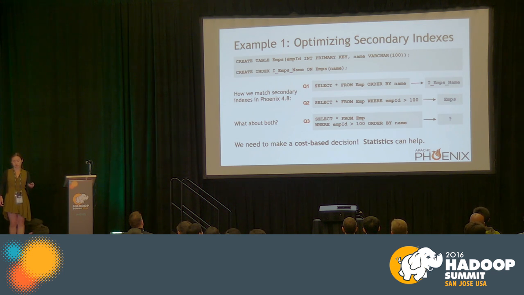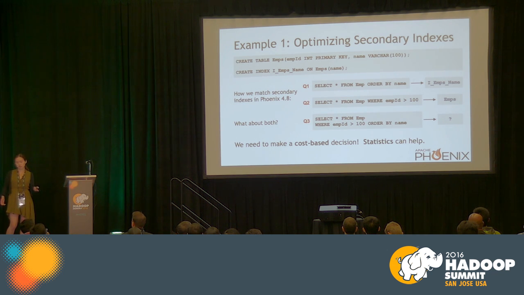And Phoenix is going to recognize the order by pattern and use the index table for sure. The second query is select from employees where employee ID is greater than 100. And this one obviously should use the data table, because that way we can drive a range scan. And that's exactly what Phoenix is going to do by just looking at the where condition. But how about the third query here, which has both the where clause and the order by clause all together? What are we going to do?